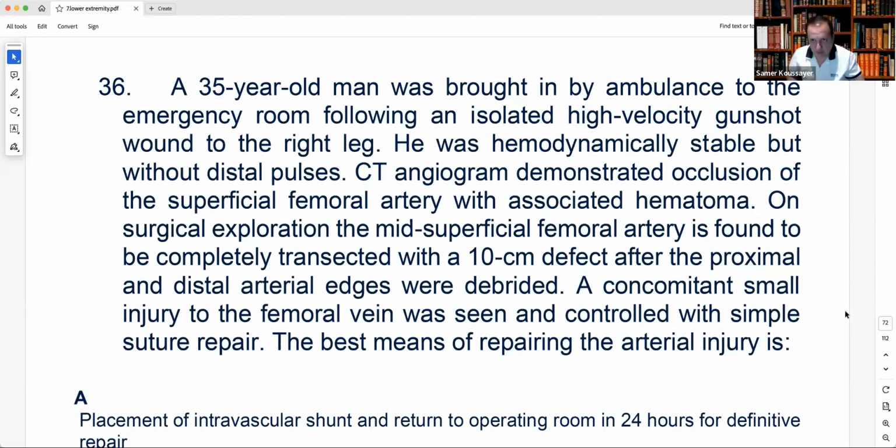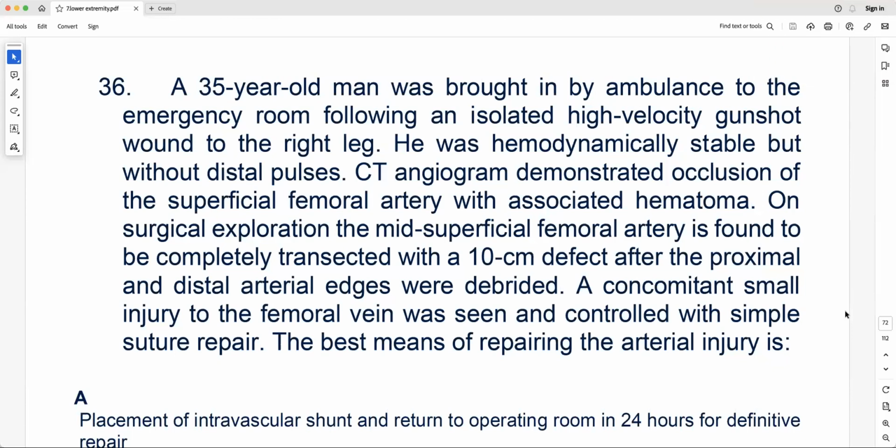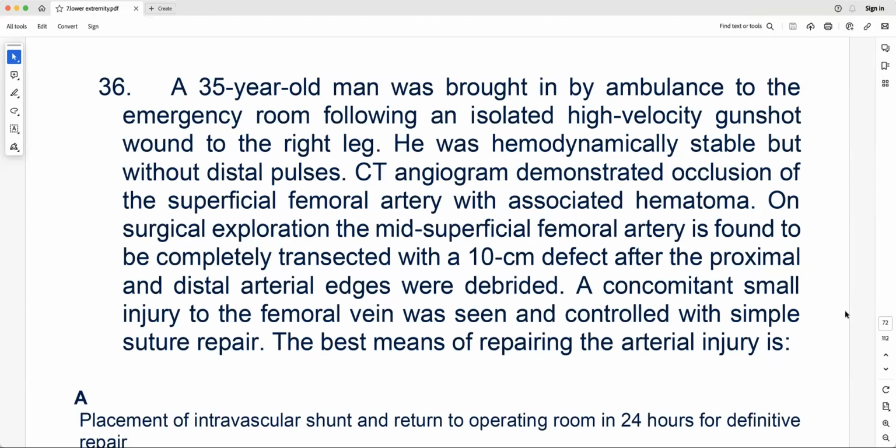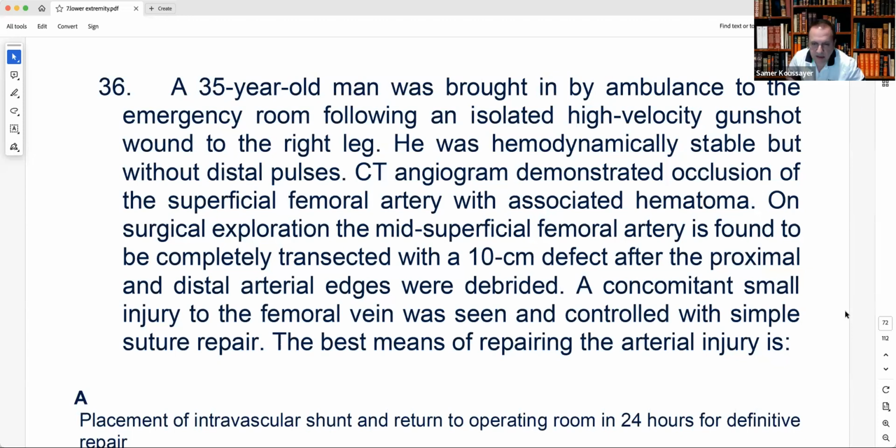Okay, so you have a gunshot wound to the right leg. Yes, and there is a defect of 10 centimeters of the SFA, and also there is a small injury in the femoral vein. But the femoral vein, they fixed it already. Yes. Simple. So we don't have to worry about the femoral vein. So try to concentrate on the femoral artery, right? Superficial femoral artery, mid part, okay? So you have 10 centimeters. Can you put them together, 10 centimeters?